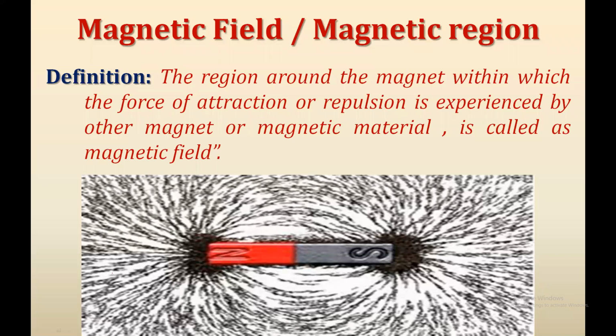Now if you assume that this is a magnet, right, and this is a small iron piece, then when this small iron piece is in the magnetic region, in the magnetic field, definitely the force is there. You can experience that force, but you can't see these things because the magnetic field is invisible.